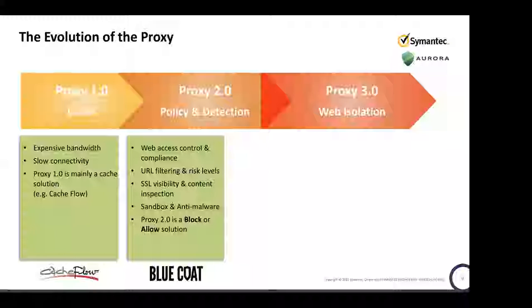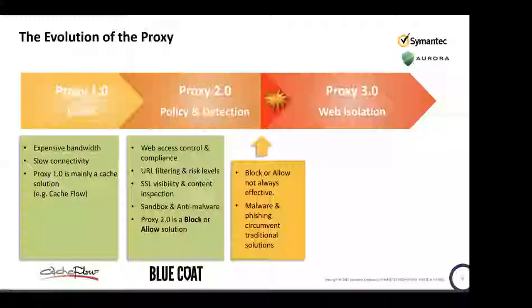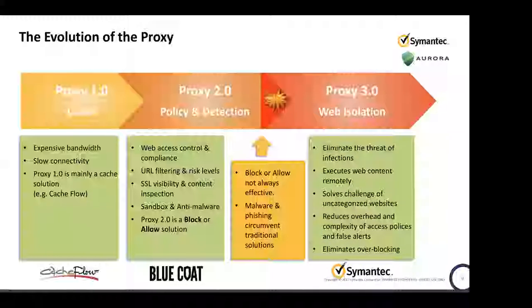Where now we started to be able to do a little more control over that, some URL filtering, assign levels. This is where that traditional sort of allow and block posture came along, right? We could use things to categorize what's known good and known bad. And then we still ran into that middle layer problem. So this is what we're solving now with what we call our Proxy 3.0, which is now built in with web isolation. So we start to solve some of those challenges that are uncategorized. We eliminate some of that overblocking.